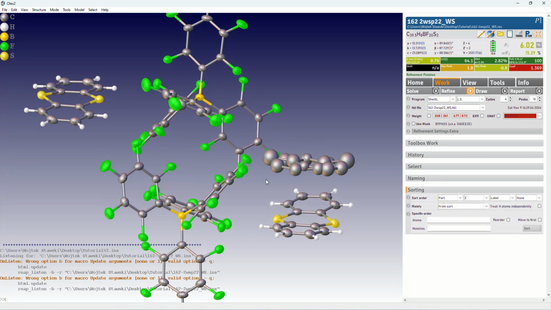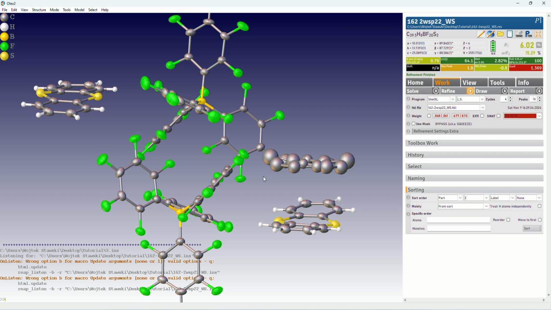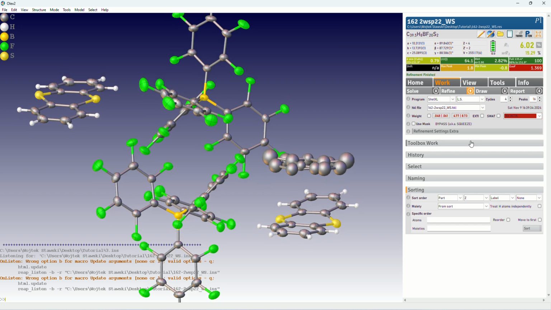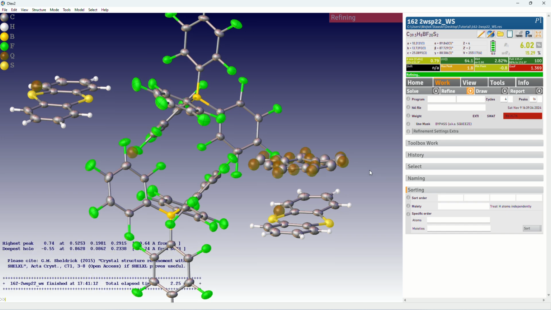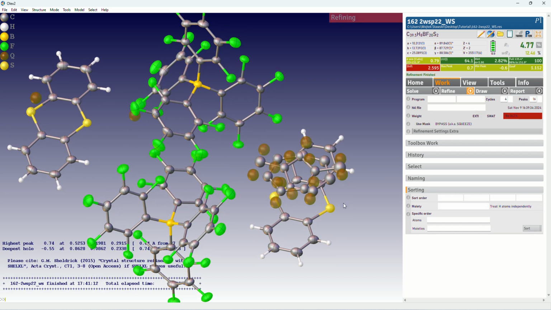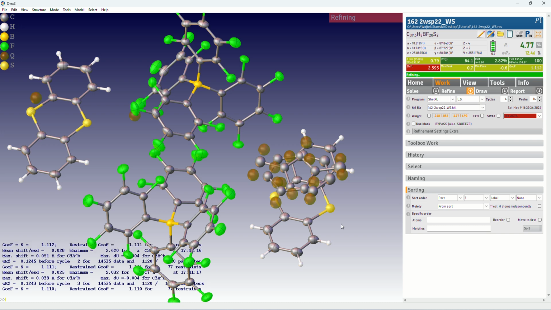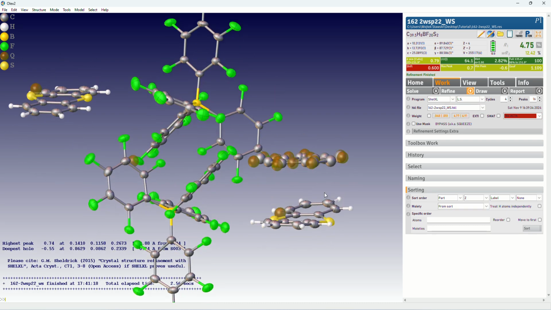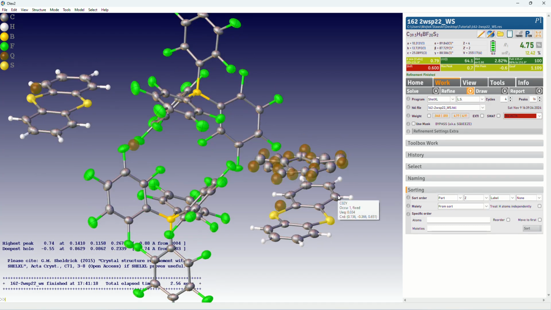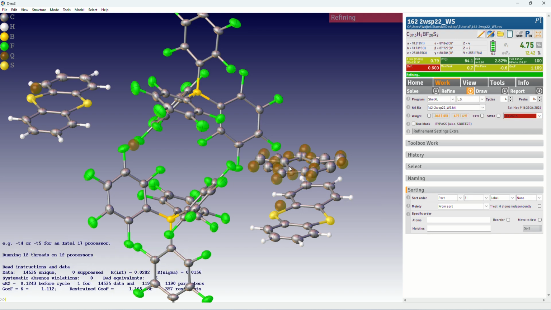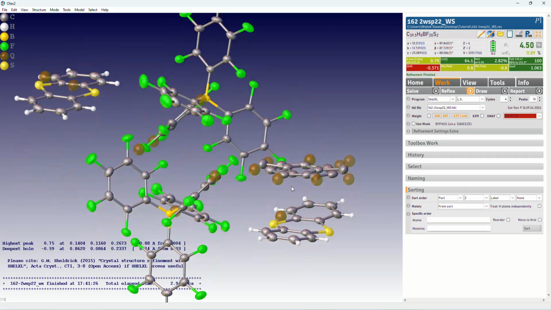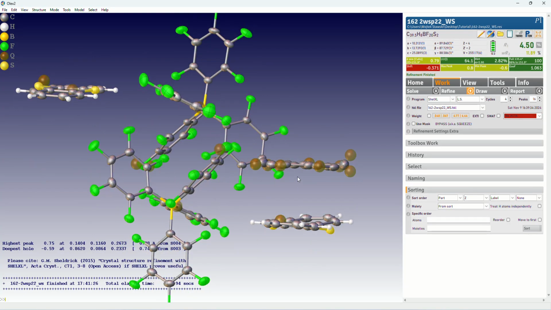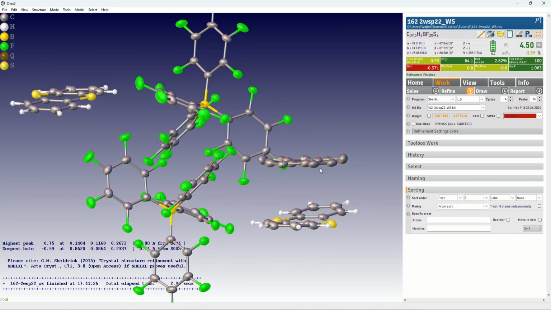Okay, so we wrote the geometry restraints, we wrote the ADP restraints. So let's do some refinement. Control R. Nice. Control R. Okay, we can make them anisotropic. Control R. Okay, looks good.